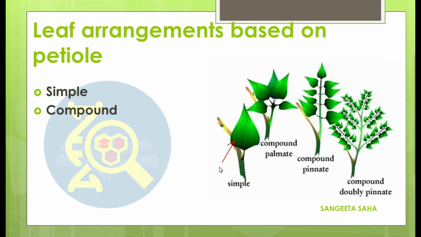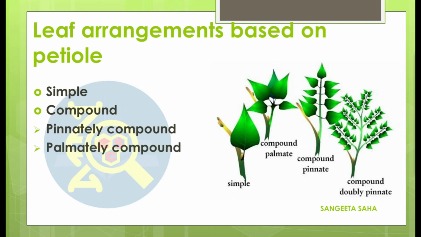Okay. Now, in many cases, as you can see here, the leaf is subdivided into subparts or leaflets, and these are called compound leaves. Now, these compound leaves can be of different types. The first one which we are going to learn is the pinnately compound. Pinnately compound means the leaflets are arranged in a feathery-like appearance like this part.